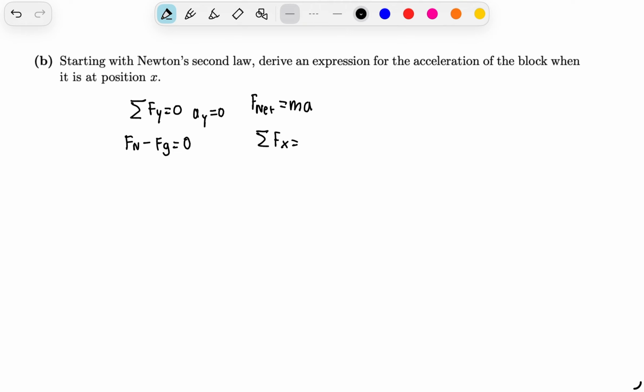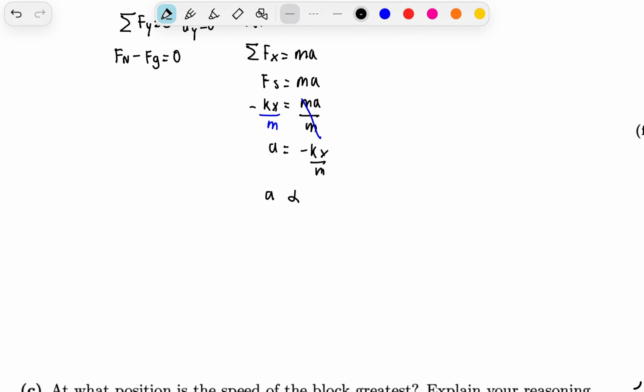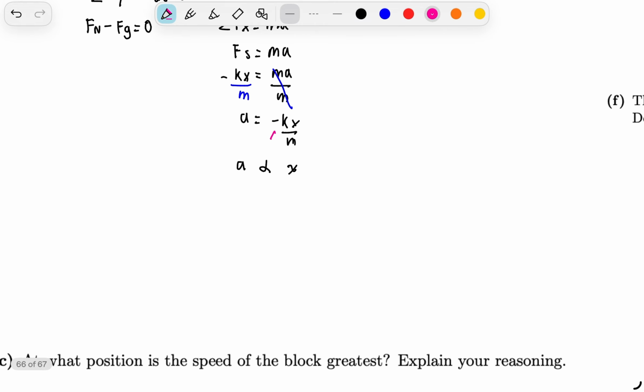So, for Hooke's law, we have that Fs is equal to negative kx. So we set that equal to ma. If we solve for acceleration, we divide both sides by m, and we get that our acceleration is equal to negative kx over m. We can see that acceleration is going to be directly proportional to our displacement, and we can see that with this negative sign, what it means is it's pointing back towards equilibrium.